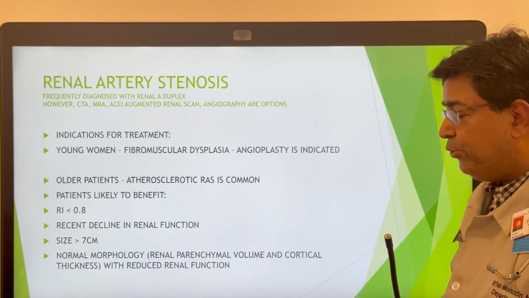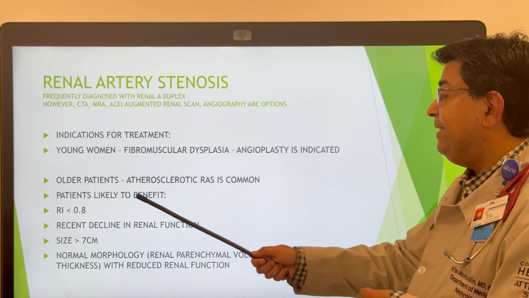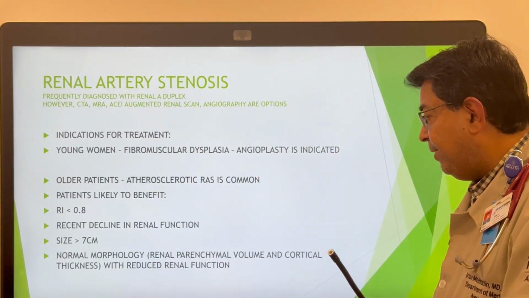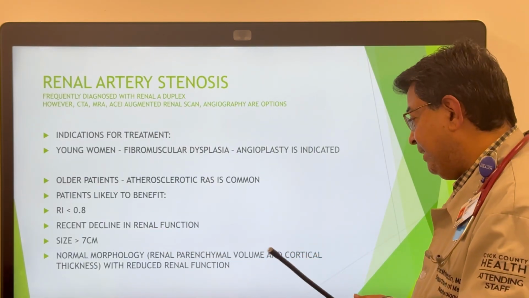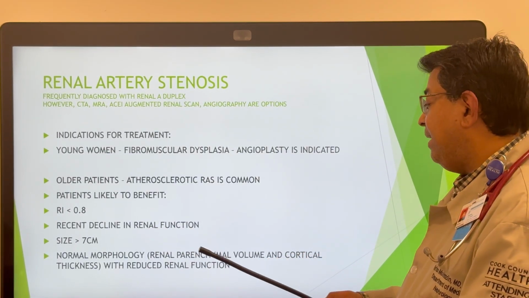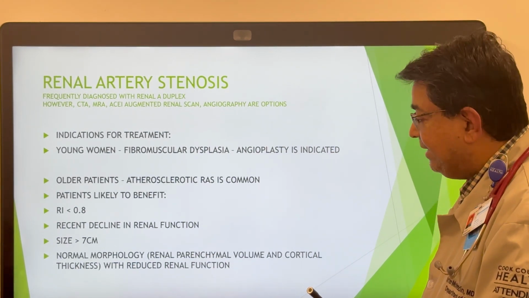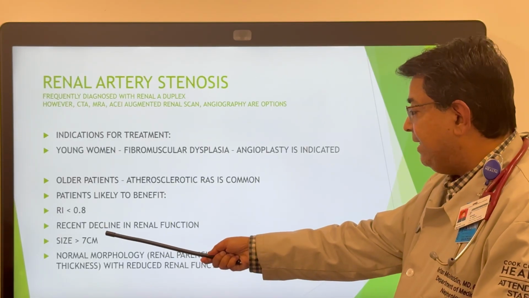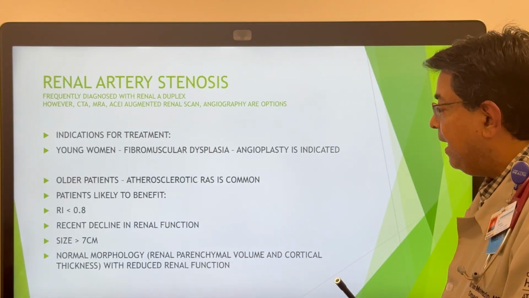Where is it likely to benefit? The patients likely to benefit would be if the resistive index is less than 0.8, if they have normal morphology, which means their kidneys look okay, but their renal function is reduced. And then if the size of the renal artery is greater than 7 centimeters, or if there's a recent decline in renal function. Next slide.